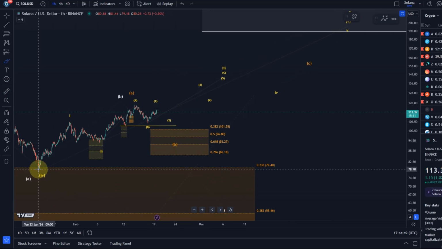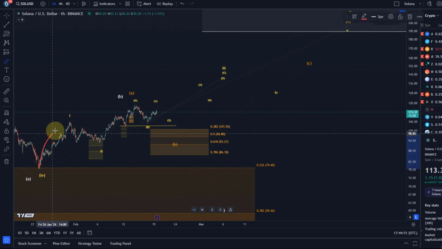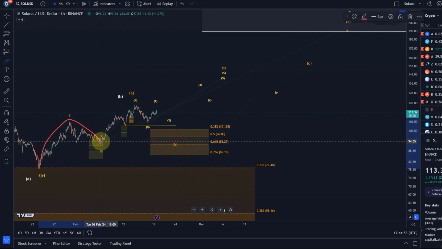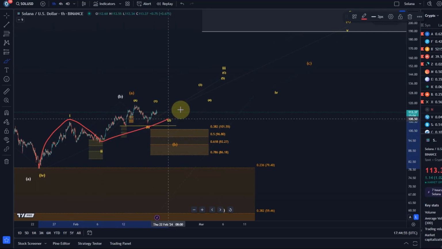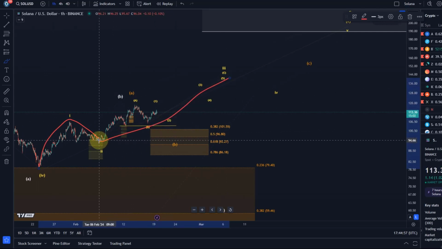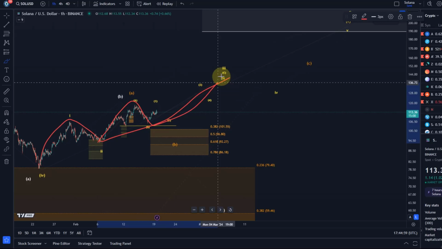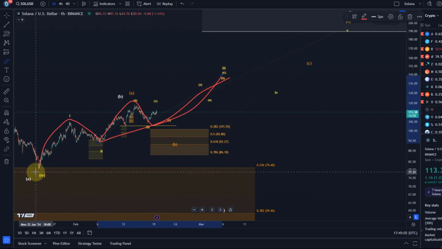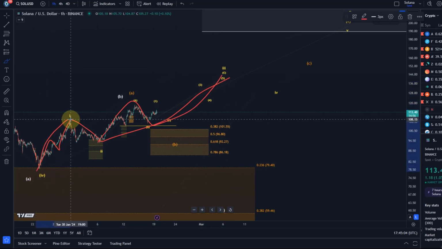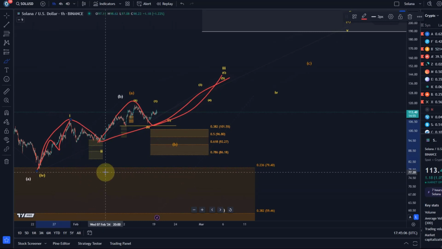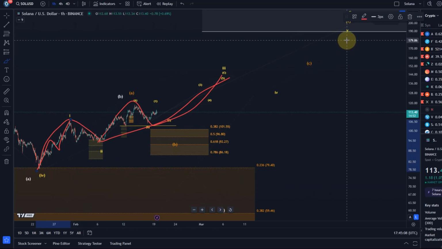In this scenario, from the 23rd of January low, we've seen a wave 1 to the upside, a wave 2 pullback. And basically we're now in a third wave. That third wave unfolds as an A, B, C structure after the wave 1 unfolded as a W, X, Y structure. So it is likely that this is an ending diagonal in wave 5.